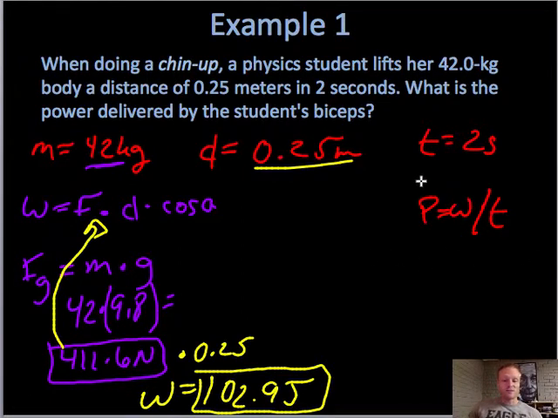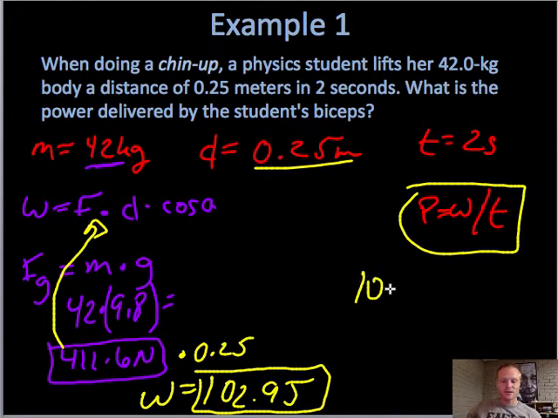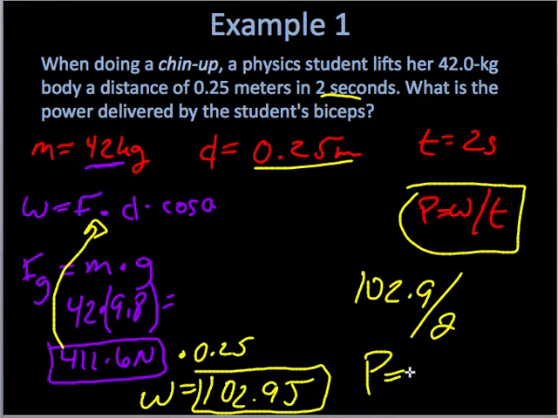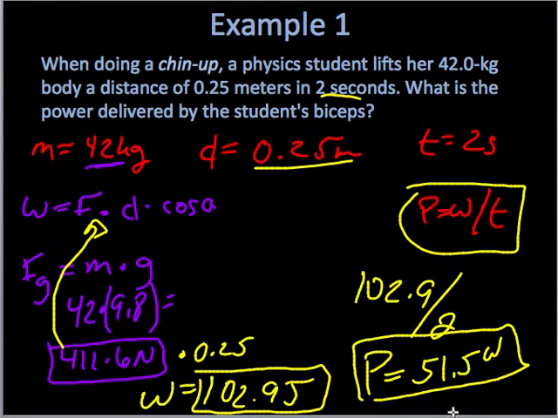Now, the formula for power is work divided by time. Okay, so now I know the work. It's this, 102.9 joules, divided by how long did it take her to do this? 2 seconds, right? So 102.9 divided by 2, if you do that problem, you would get a power of 51.5 watts, which the abbreviation for the watt is a W.